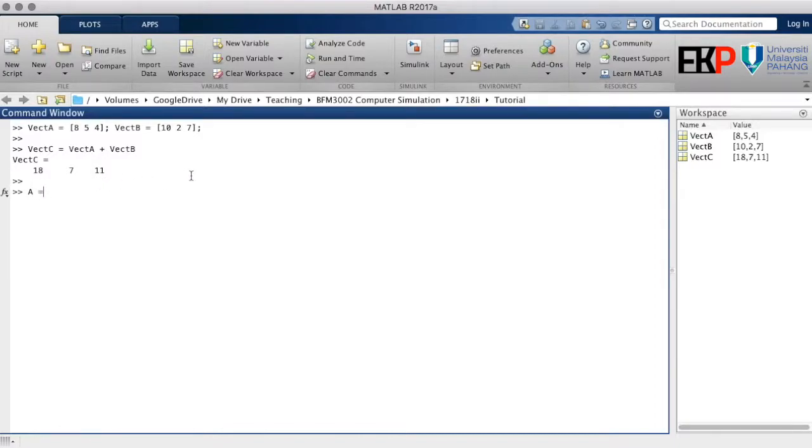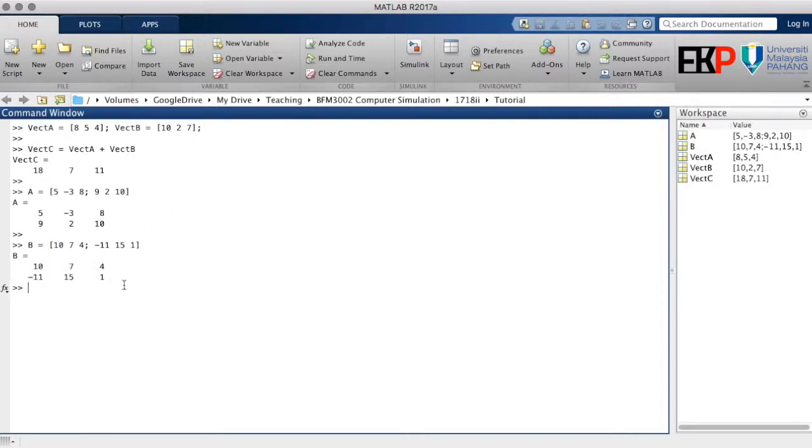Let's say we have a matrix A that is equal to 5, minus 3, 8, next row 9, 2, and 10. So this is a 2 by 3 matrix. Then we have another matrix B that is equal to 10, 7, 4, next row minus 11, 15, and 1. Remember that for matrix addition and subtraction, the dimensions must agree. So now here we have a 2 by 3 and a 2 by 3. So then we can go ahead and do A minus B, for example.